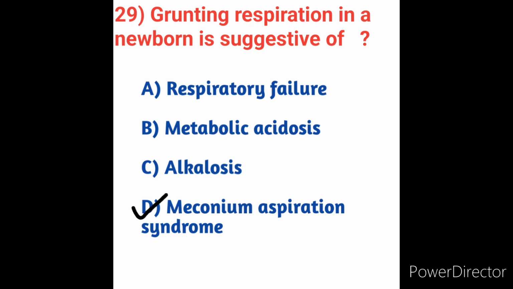The signs and symptoms of meconium aspiration syndrome are rapid breathing, retractions, grunting sounds with breathing, bluish color, and a low Apgar score in the baby. Here grunting respiration in a newborn is suggestive of meconium aspiration syndrome. Option D is the correct answer. Next we will move on to question number 30.